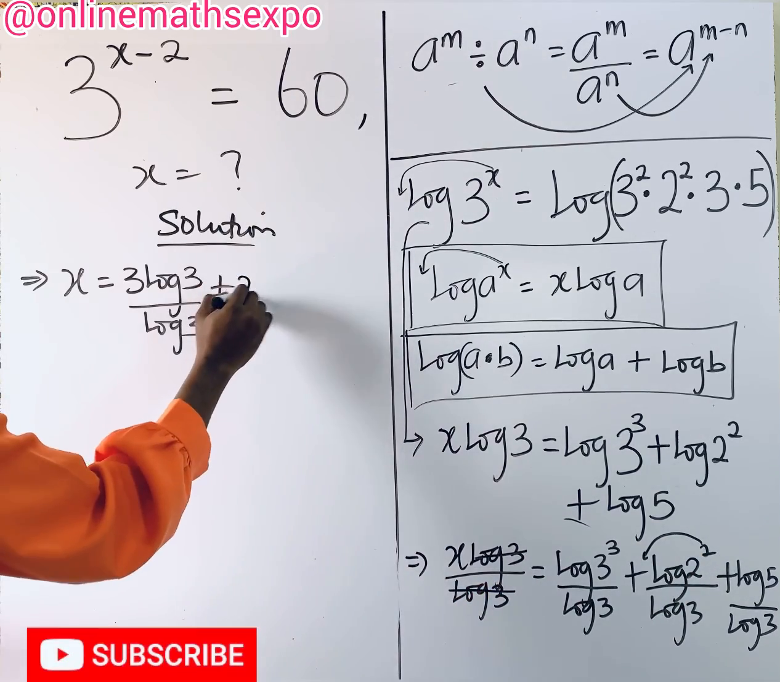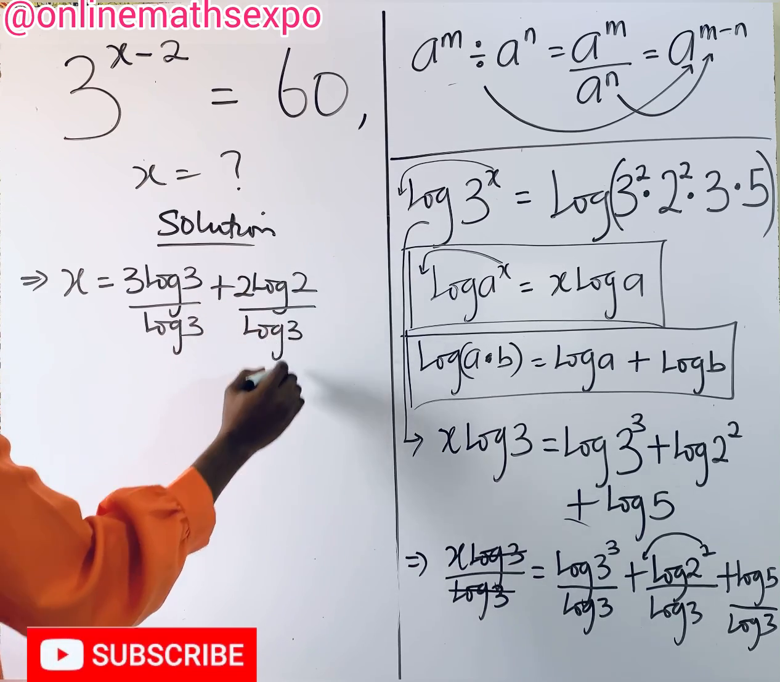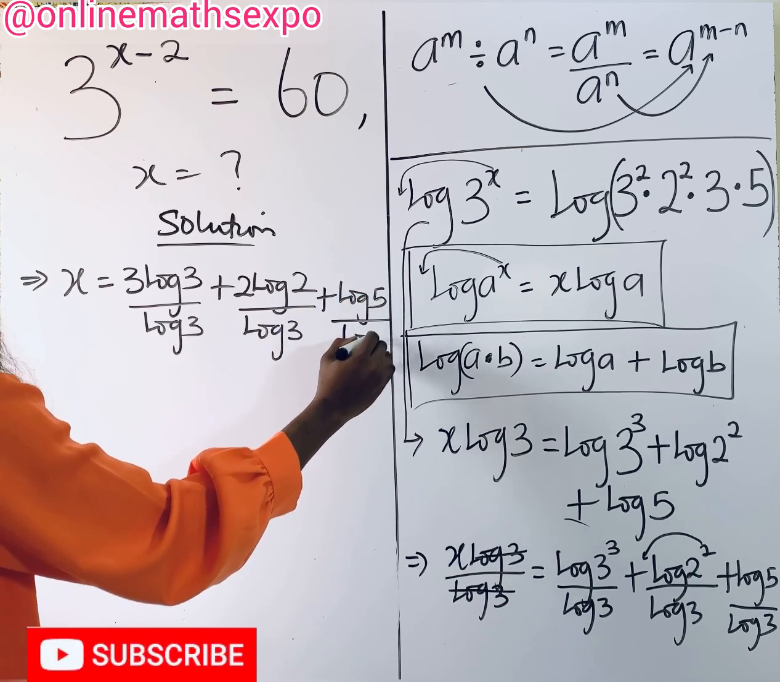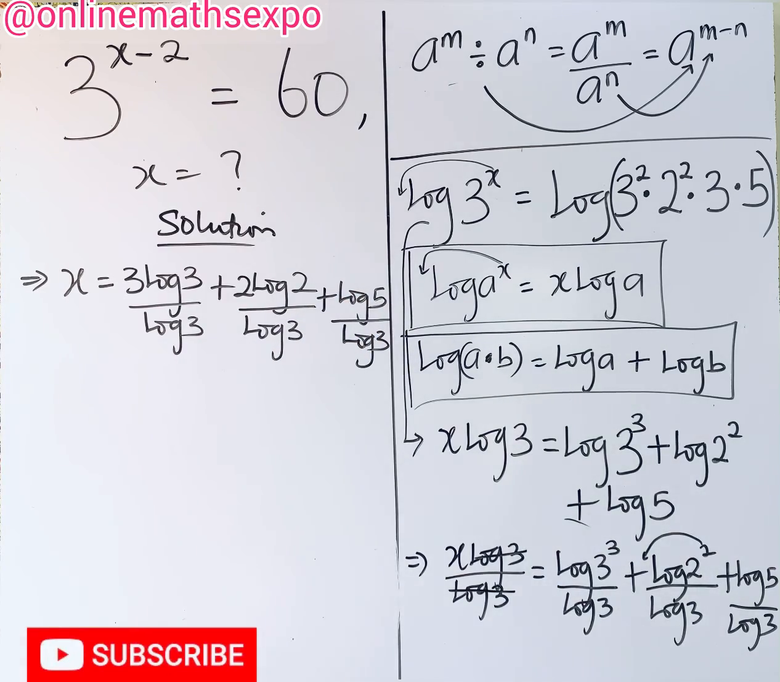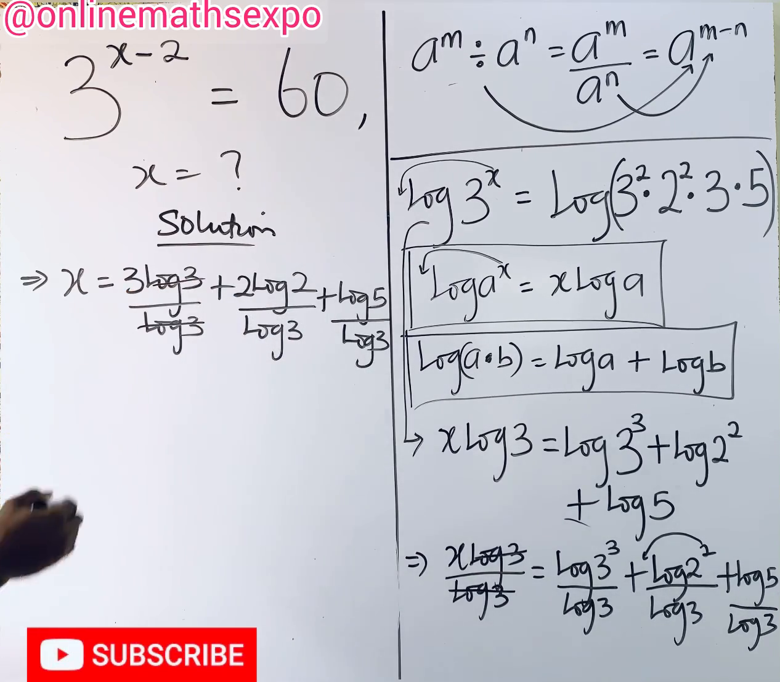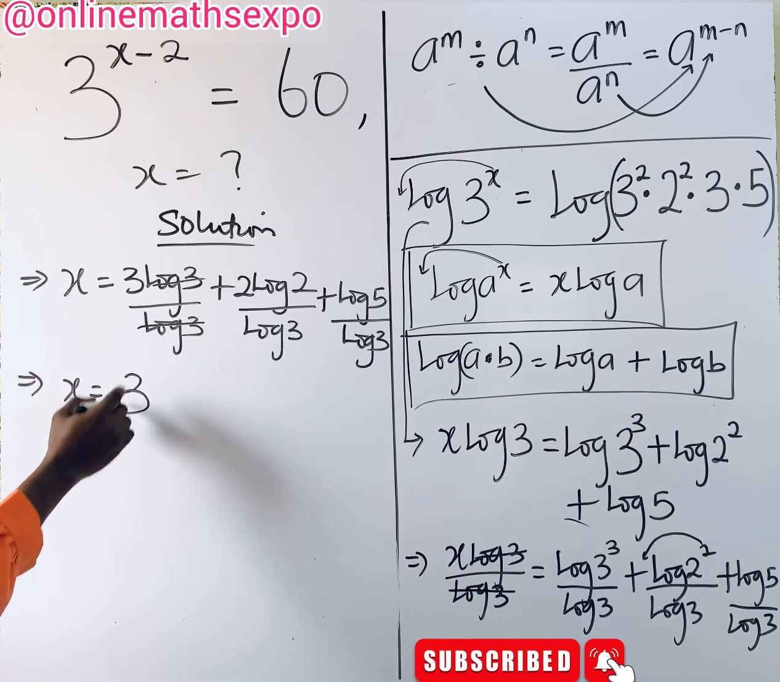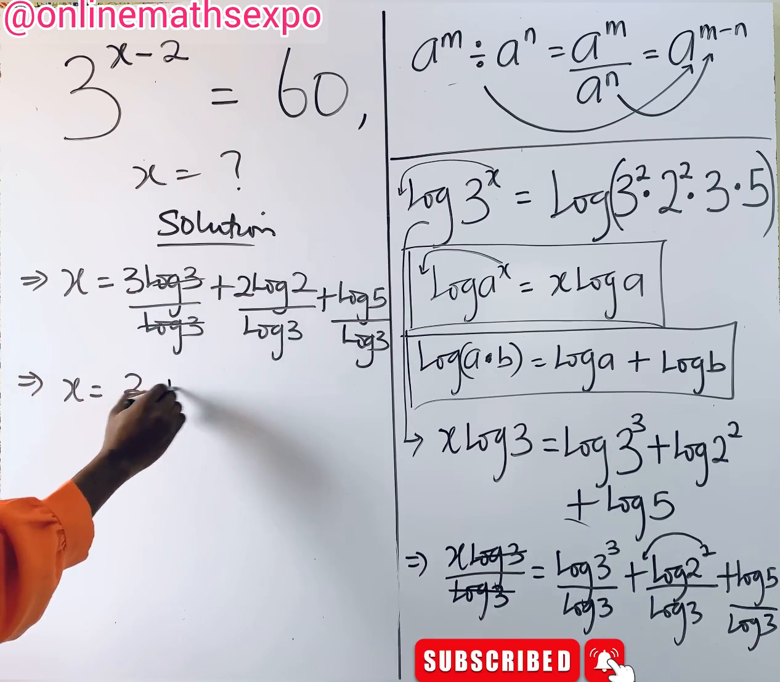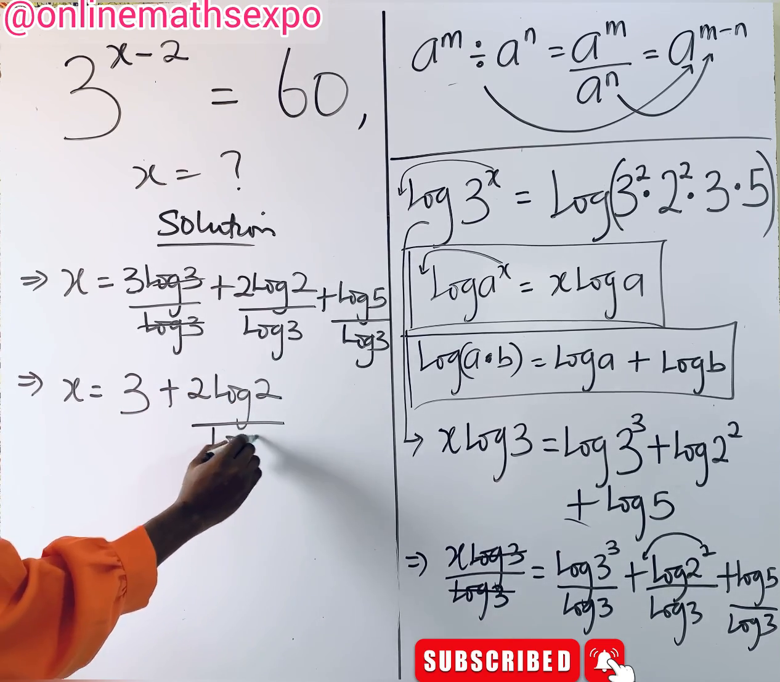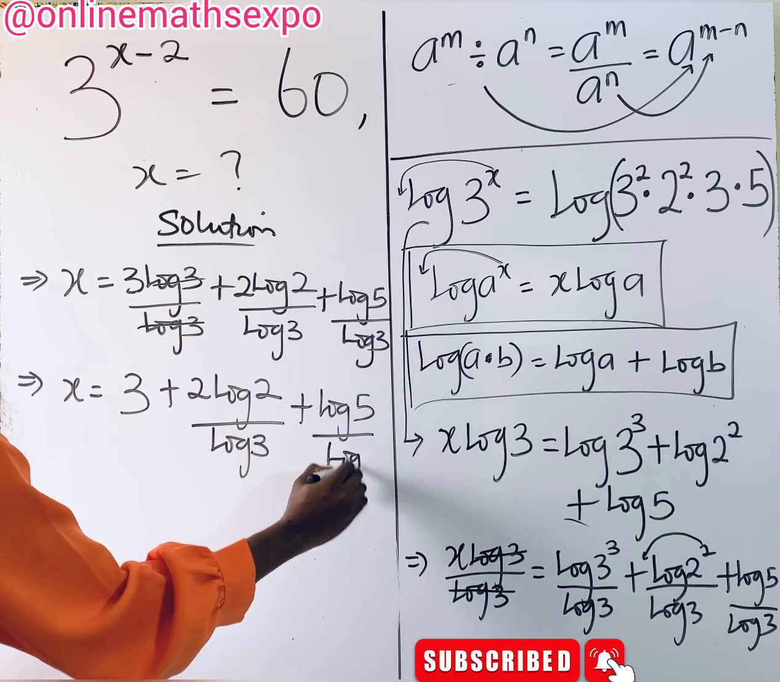So we're going to have 2 of log of 2 divided by log of 3, then plus log of 5 divided by log of 3. Interesting. Now what you do again, you observe that these are the same, so you can easily cancel it out. So if you do that, you'll be left with x is equal to 3. You are left with 3 here, then plus 2 log 2 divided by log 3, plus log of 5 divided by log 3.